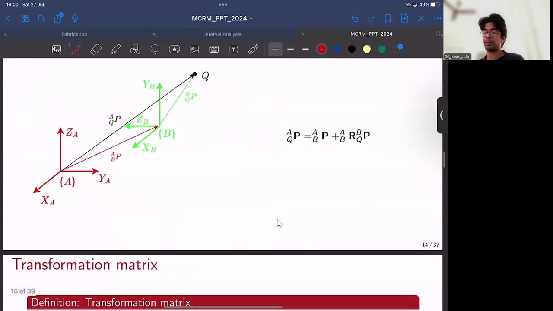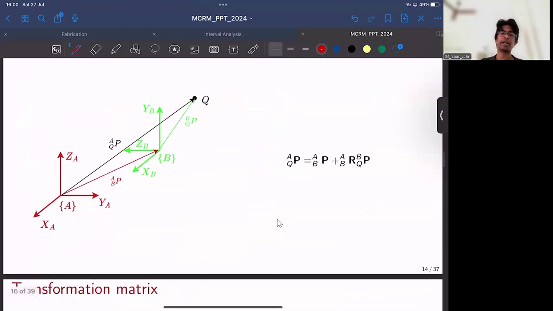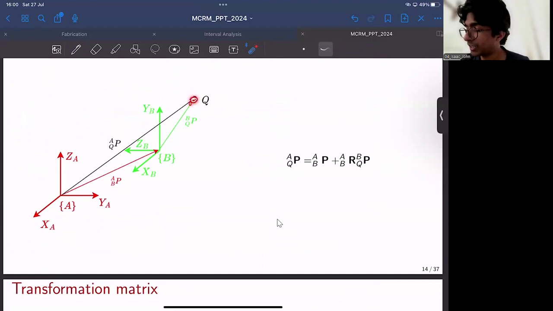So combining both of these principles, pure translation and pure rotation, we can describe the position of Q at an arbitrary position as well as at an arbitrary orientation. For example, if the point Q is fixed to the frame B, whenever the frame B rotates or moves, Q also moves with frame B. So the position vector of point Q with respect to A is the position vector of frame B with respect to A plus this vector.